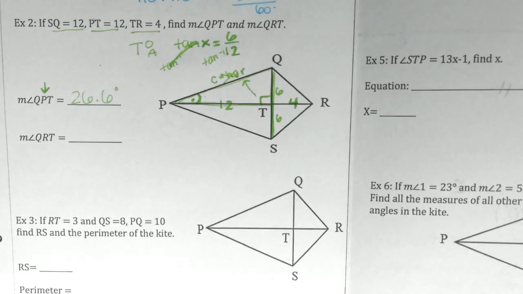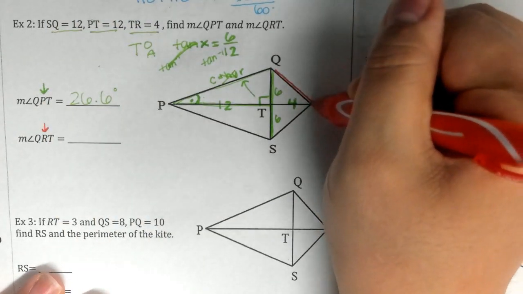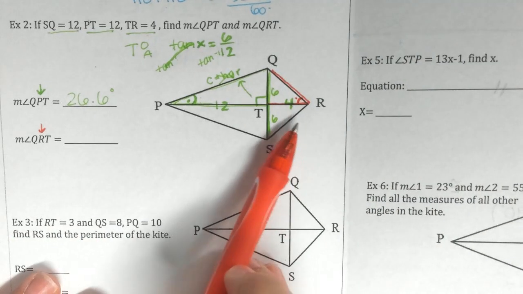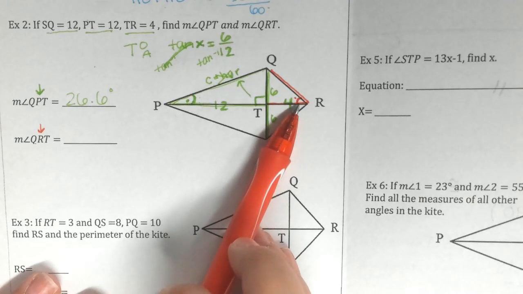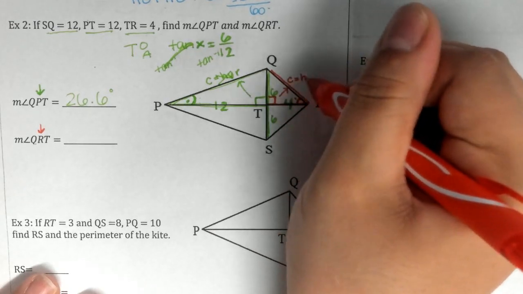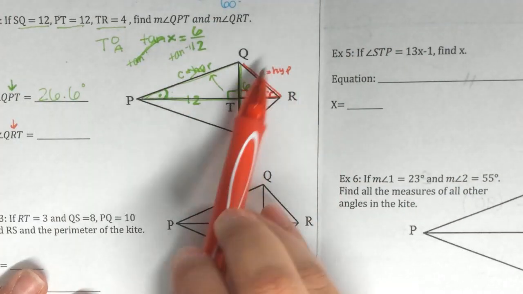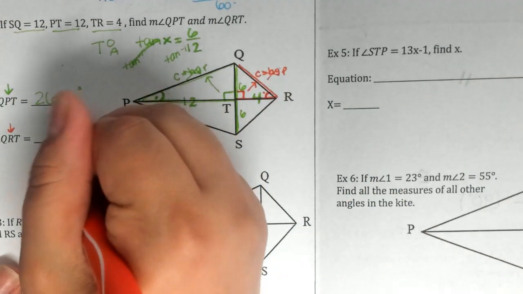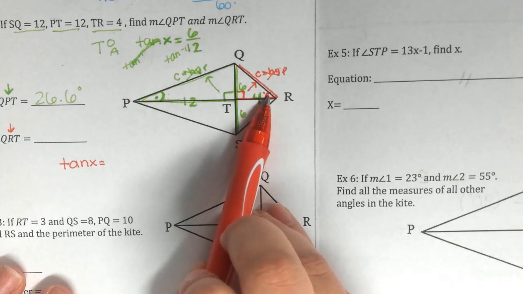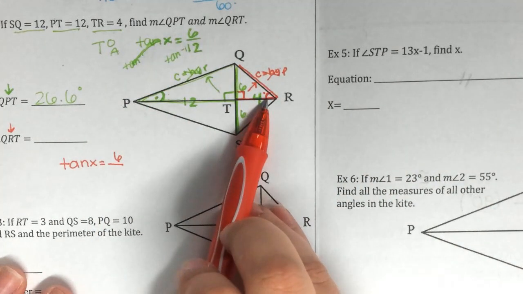The next question wants to know about QRT. So we're looking at that middle letter, Q to R to T. That's this angle right here. You just do the same thing with different numbers. So I'm going to draw my 90 degrees. Again, that's my hypotenuse. Do I have the hypotenuse here? No. So I'm still going to do tangent. The tangent of x, this one. What is my opposite here? What is my adjacent?